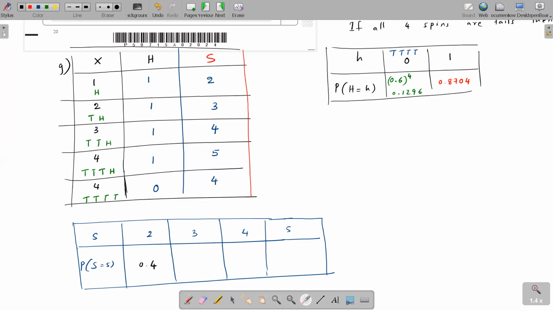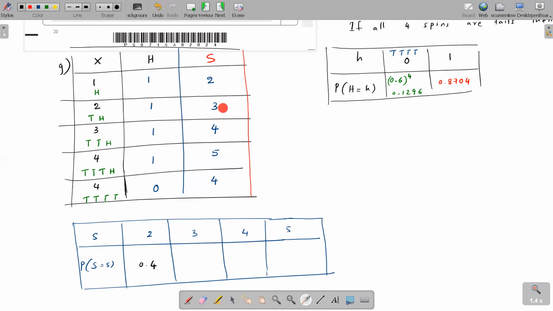S equal to 2 when you get one head. Then X is 1, H is 1. We don't care about that now. The event that led to S being 2 is that you got one head immediately. So one head means the probability is 0.4, right?